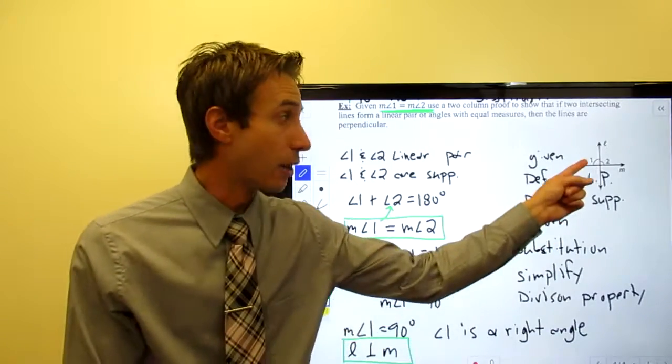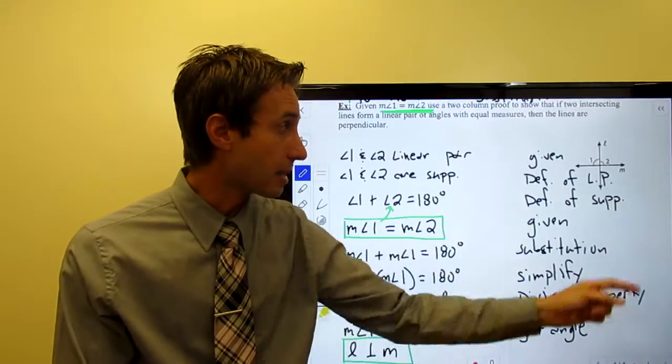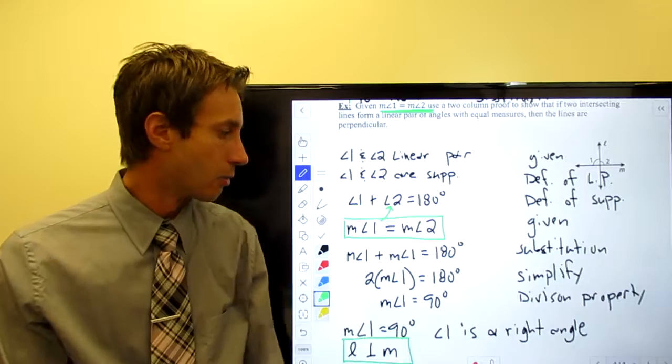And if angle 1 is 90 degrees, thanks to the proof above, 2's got to be 90, that one's got to be 90, they all have to be right angles.